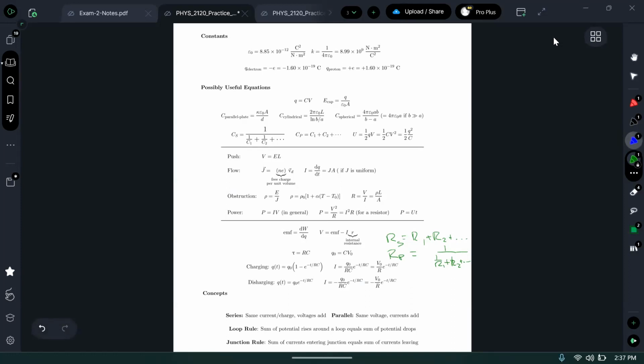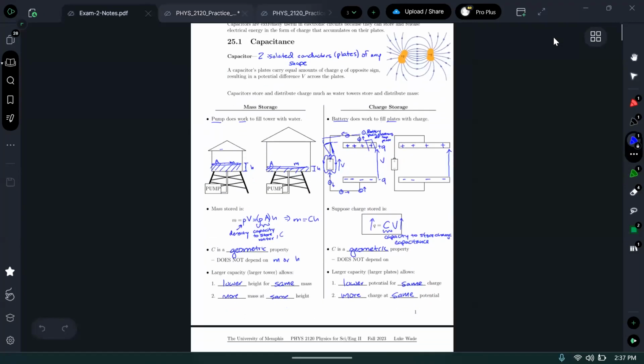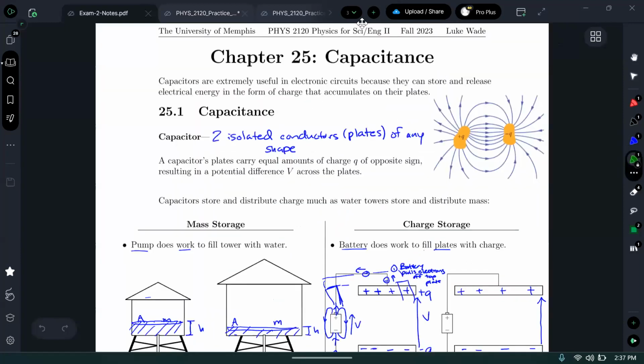Okay, so with that, let us go ahead and recap some things from the notes. So, chapter 25 on capacitance.